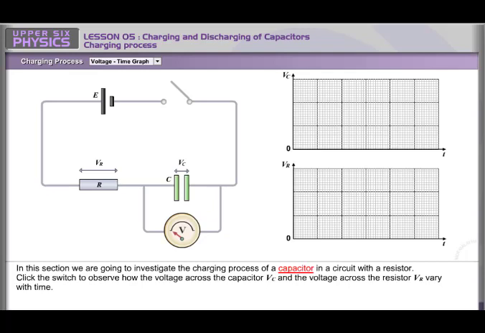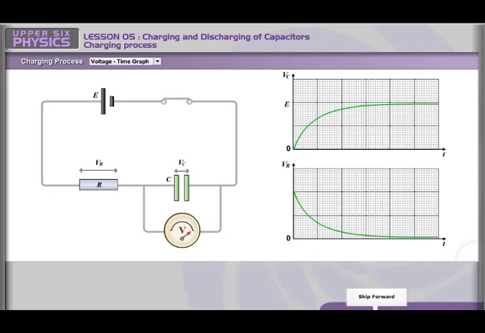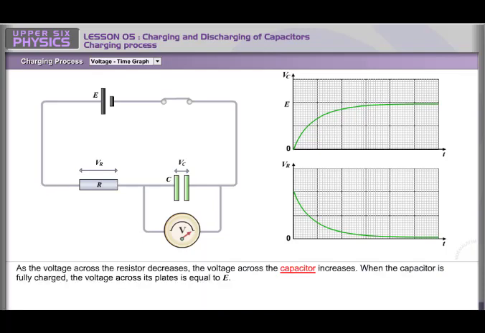In this section, we are going to investigate the charging process of a capacitor in a circuit with a resistor. Click the switch to observe how the voltage across the capacitor Vc and the voltage across the resistor Vr vary with time. As the voltage across the resistor decreases, the voltage across the capacitor increases. When the capacitor is fully charged, the voltage across its plates is equal to E.